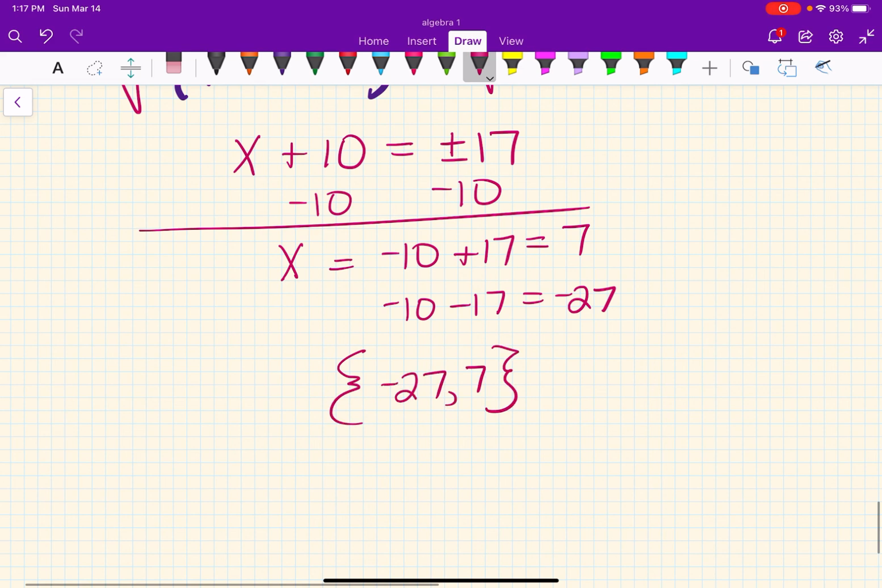This is a pretty wide parabola. It's a pretty big parabola because it's going to cross at negative 27 and 7. So if you were to try to put this in your calculator, you wouldn't even see both solutions. Okay, so that's completing the square.